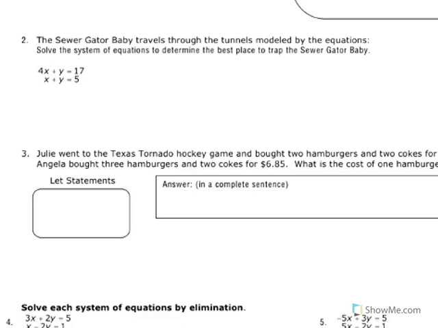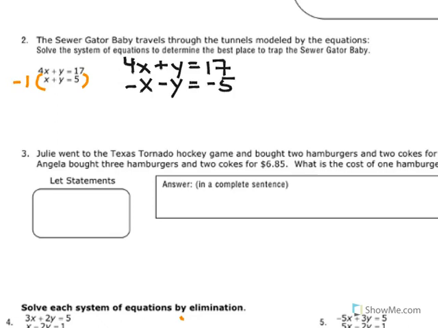you can see that there's a plus y and a plus y right here. Well, if I were to combine these two equations, nothing would get eliminated. So what I'm going to do is I'm going to take this second equation and I'm going to multiply everything, both sides, by -1. So I'm going to go ahead and take the first equation and write it up here. 4x plus y equals 17. And now I'm going to multiply by -1, so I have -x minus y equals -5.